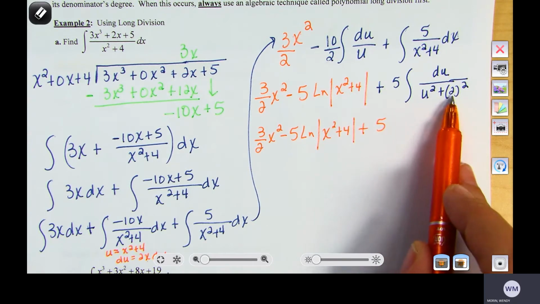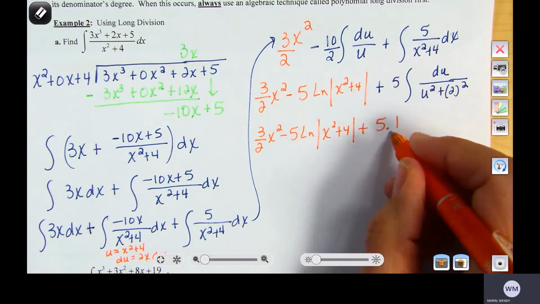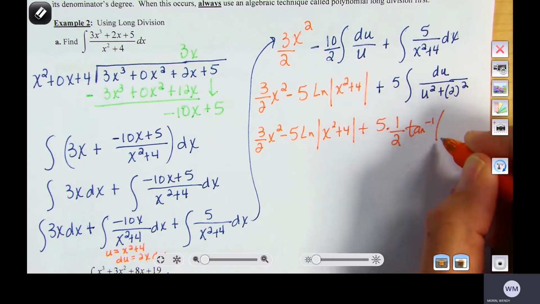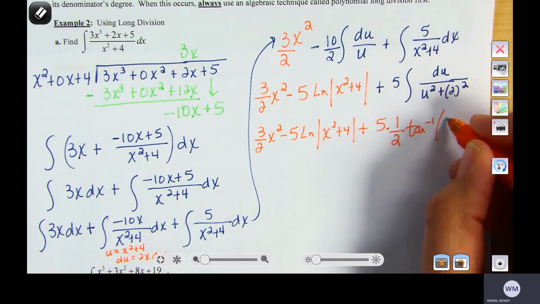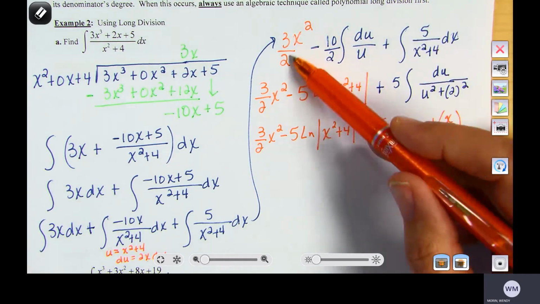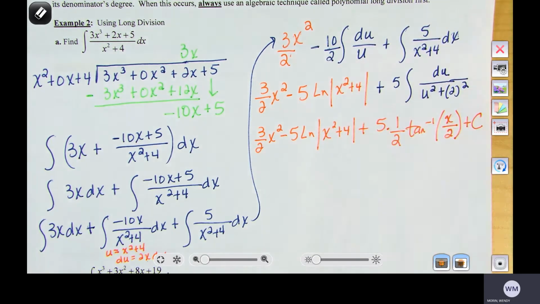That's inverse tan, arctan. So again, we have to memorize that arctan is 1 over our a value times the arctan of our u, which in this case was x, and our a value, which is 2. Now we have a plus c, doing them individually, a plus c and a plus c and a plus c. So don't forget your plus c. And that's your final answer.